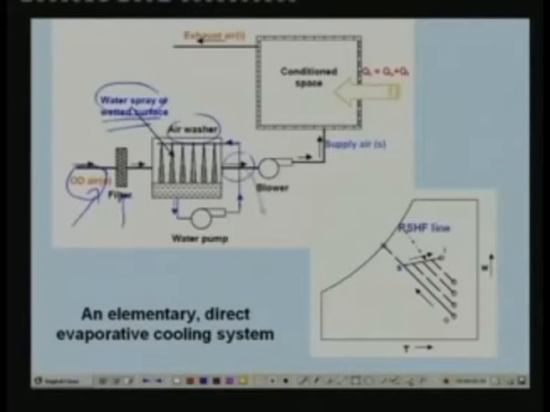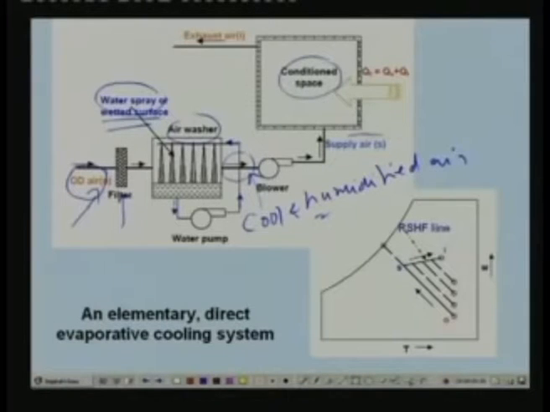At the exit of the evaporative cooler you have cool and moist air, or cool and humidified air. This cooled and humidified air is blown into the conditioned space where you want to maintain the comfort conditions using a blower. That air is called supply air. This supply air, which is at a lower temperature but at a higher humidity, flows through the conditioned space, and as it flows it extracts the sensible and latent heat from the building and maintains the conditioned space at the required conditions. Finally the air is exhausted or vented out of the building. So, this is the principle of an elementary direct evaporative cooling system.